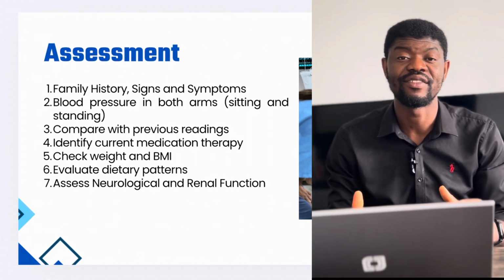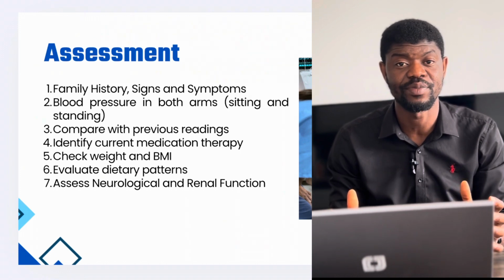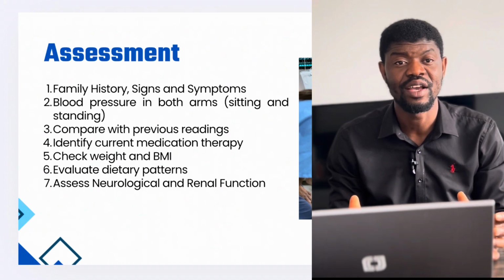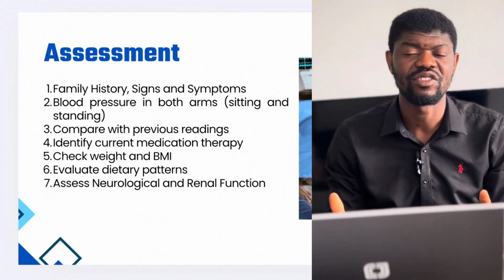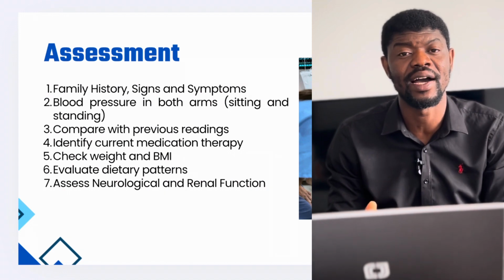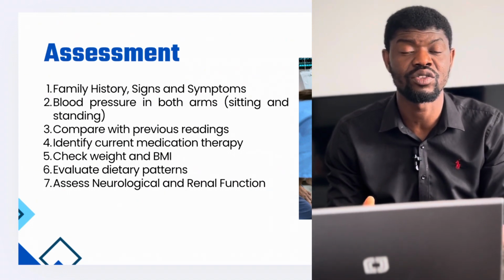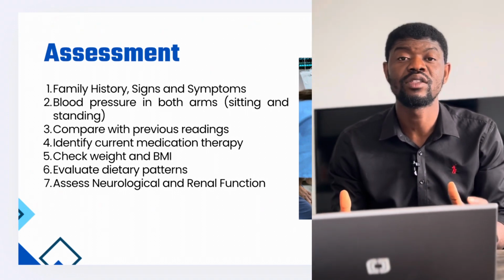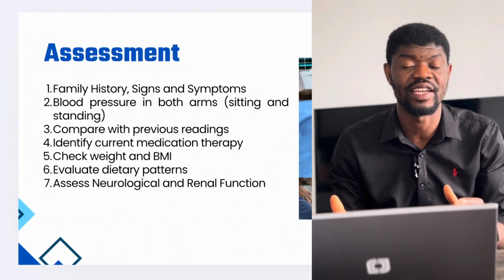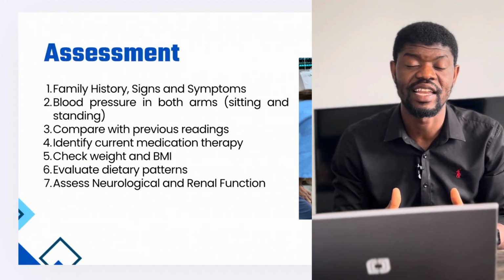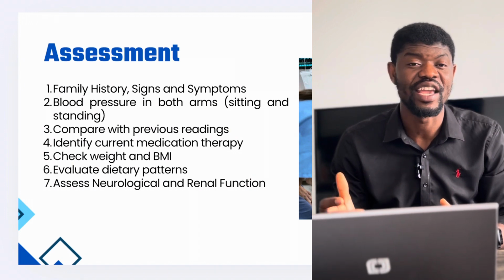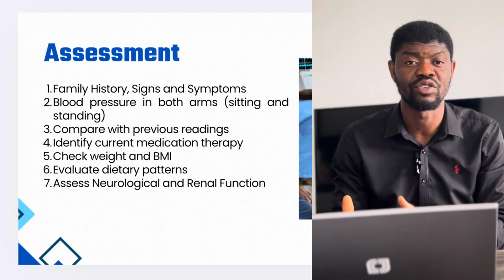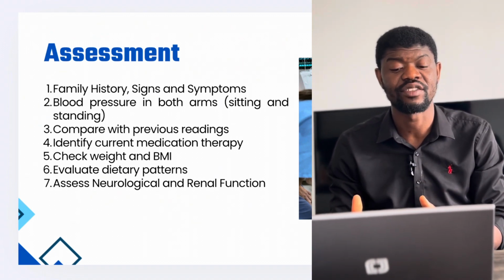We want to also identify the current medication regimens. We mentioned that some medications can cause you to develop hypertension, so you want to assess medical history as well. The other thing we mentioned was the fact that individuals with a high BMI are prone to hypertension, and so you want to check the person's weight, calculate their BMI, and then advise them. We also want to evaluate our dietary patterns and our dietary intakes. When we were talking about the risk factors earlier, we mentioned that high salt intake, increased caffeine intake are things that could possibly predispose you to developing hypertension. So you want to evaluate the person's dietary intake.